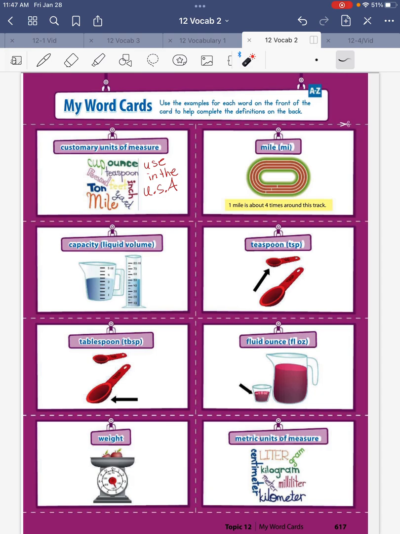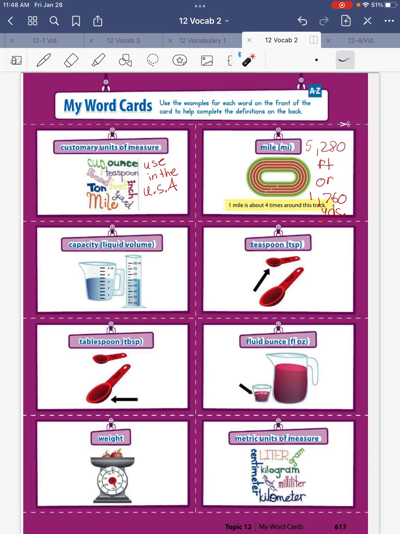Okay, our next one is a mile. So it says here a mile is about 4 times around this track. They're just saying that if you run this track 4 times, 1, 2, 3, 4, that's 1 mile. So a mile could be 5,280 feet or 1,760 yards.